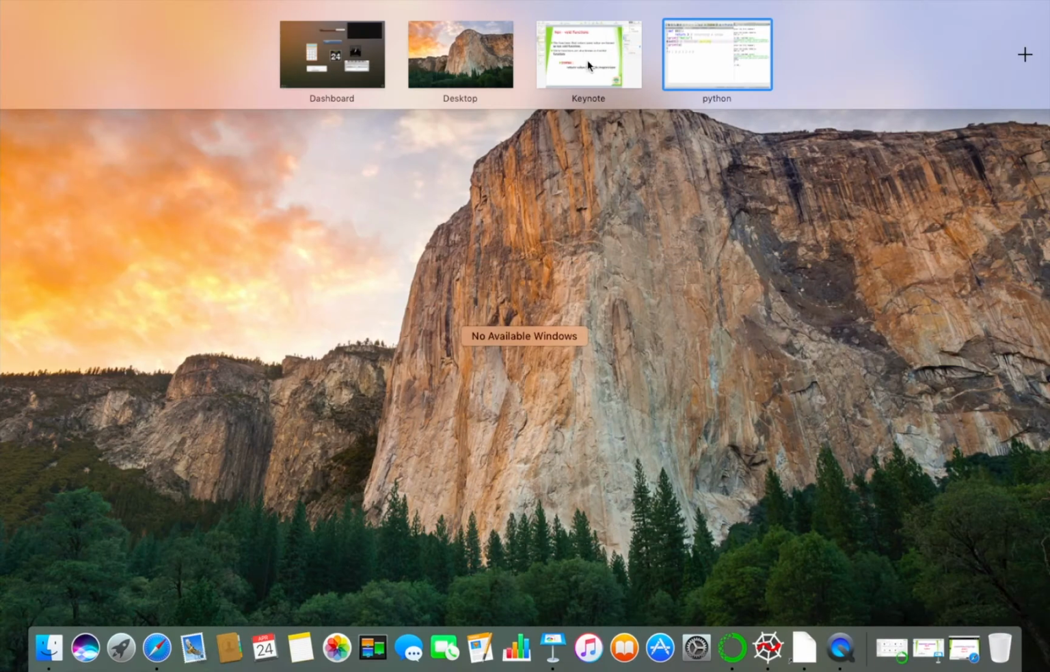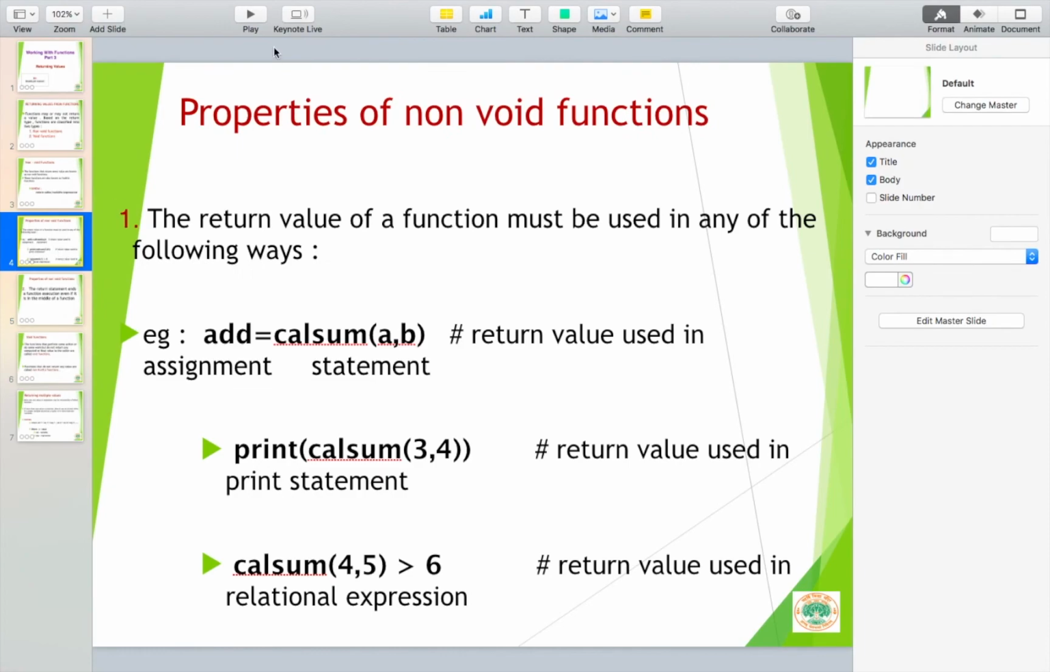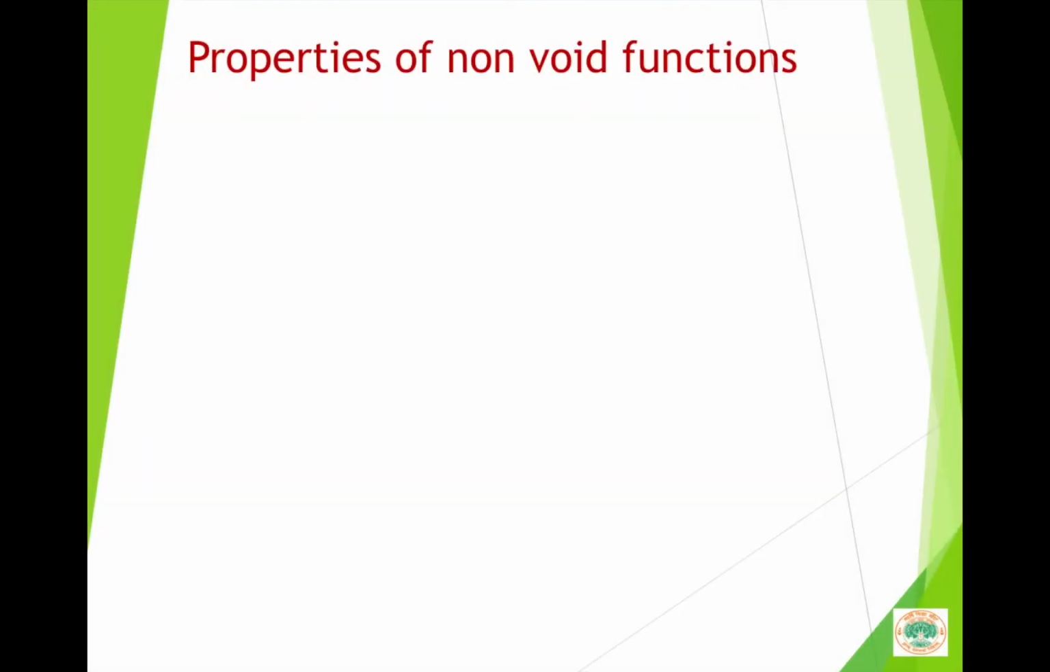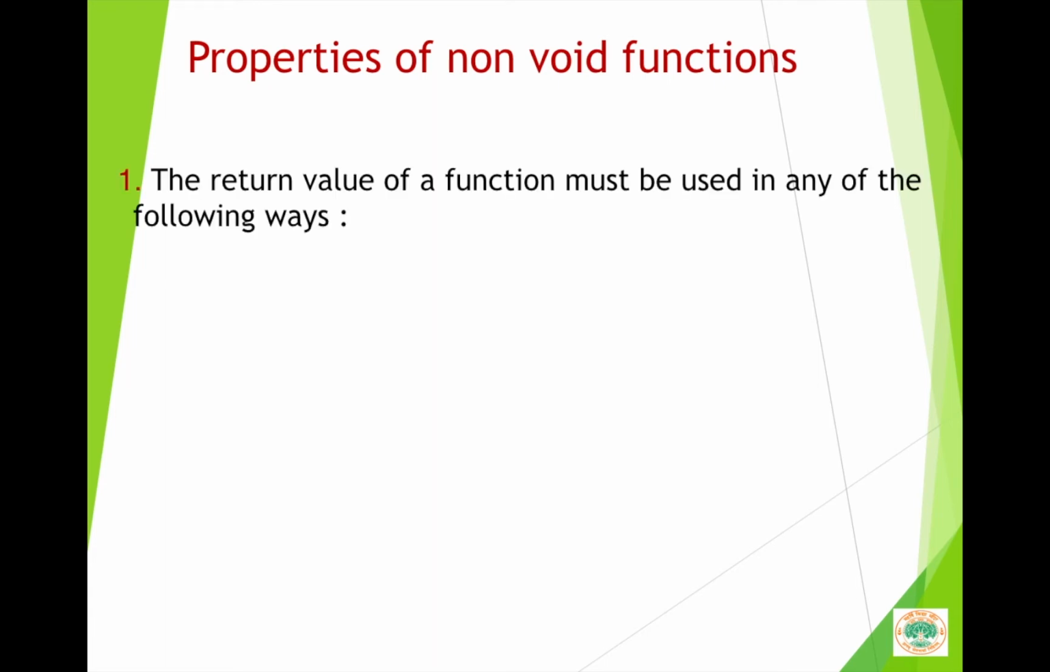Okay, so let's go to the next topic. There are some properties of non-void functions. So let's go and see these properties. What is the first property? The first property is that the return value of a function must be used in any of the following ways.